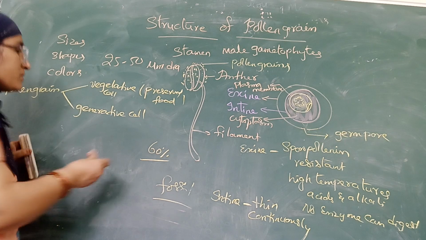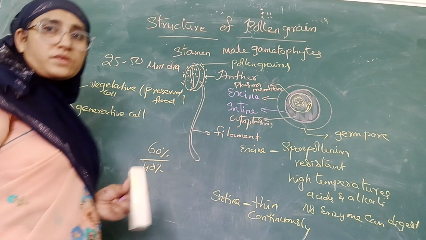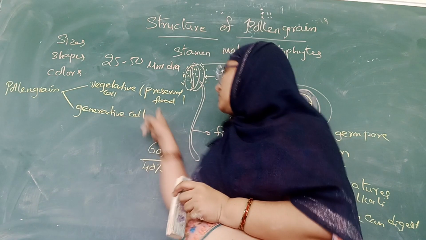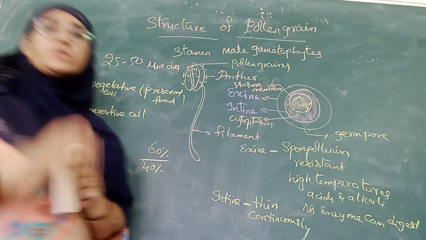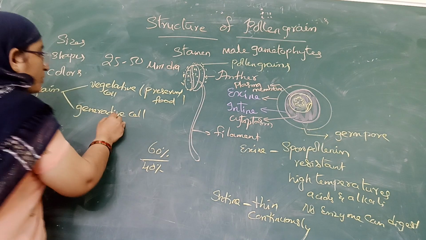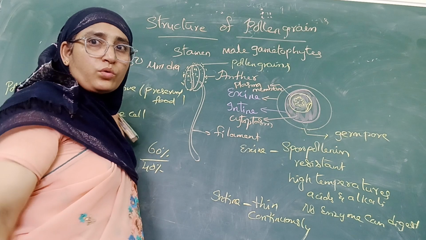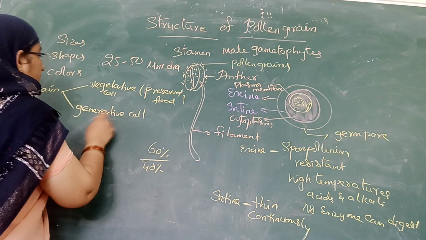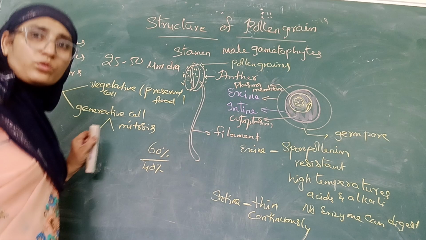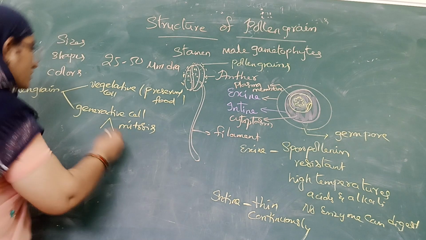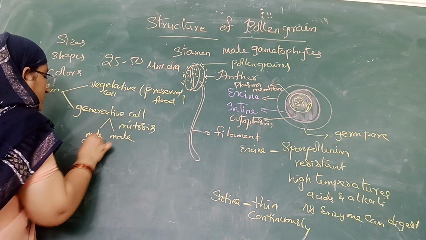Whereas in the remaining 40% of the plant species, what happens? Certain changes take place in the generative cell, which undergoes division. It is a small spindle-shaped cell that also contains dense cytoplasm and a nucleus. This cell undergoes a mitotic division and gives rise to two male gametes.